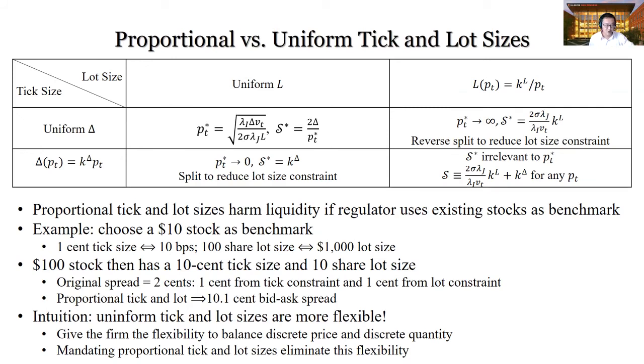So what's the main intuition for that? Uniform tick size and lot sizes seem rigid, but actually there's 1 degree of freedom. It gives the firms the flexibility to balance discrete price or discrete quantity. So if you mandate proportional tick and lot sizes, you actually remove the only degree of freedom. The first best is perfectly continuous tick and lot sizes, so none of them are constrained. If you cannot do that, you choose uniform, so there's only 1 degree of constraint. But if you mandate proportional, you actually mandate one size fits all.